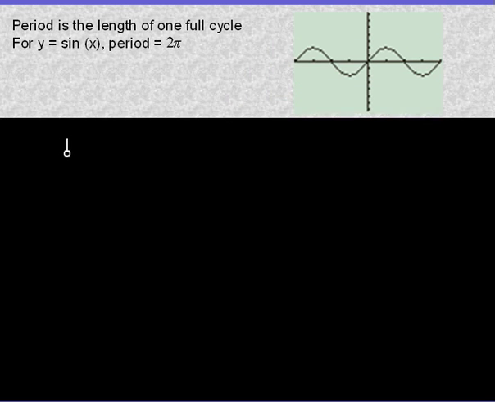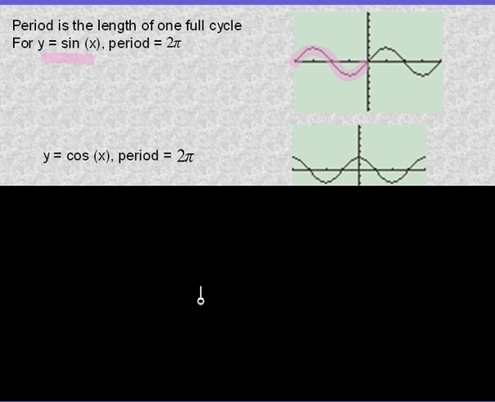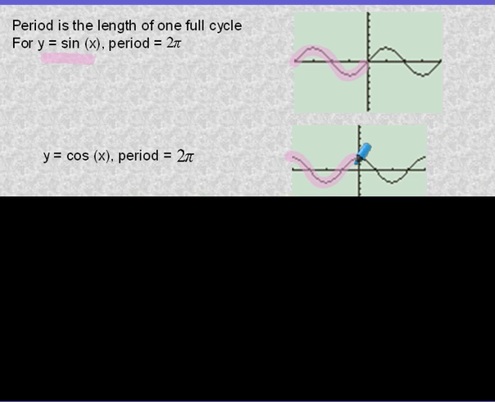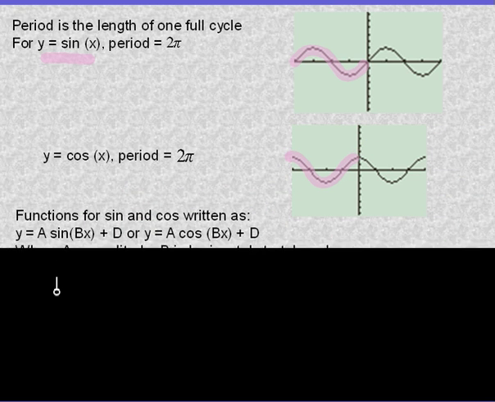All right, so on the pre-day worksheet, you had to find the period of a parent function, or just the basic sine x, and that's how long does it take, how many radians does it take before it starts repeating itself. And we notice that once we get here, it starts repeating, and that happens to be 2 pi radians. Same with cosine. So if we start here, when we get to here, we start repeating, so the period is 2 pi.